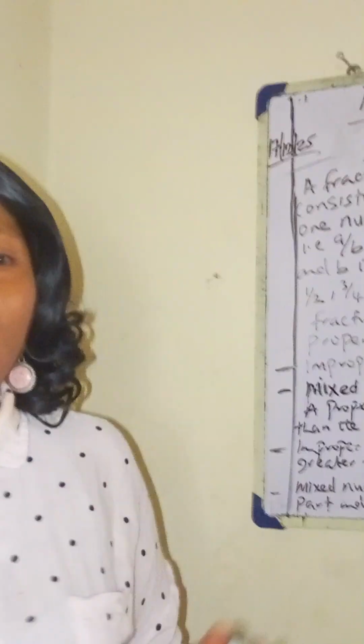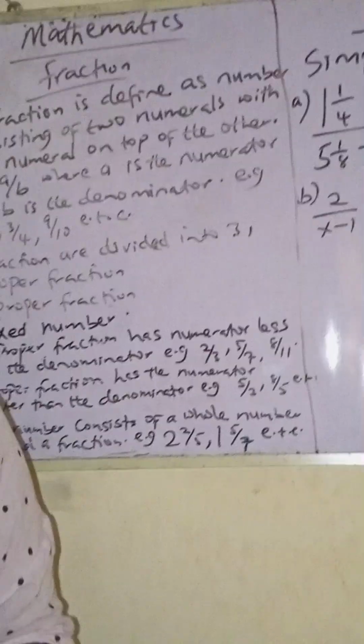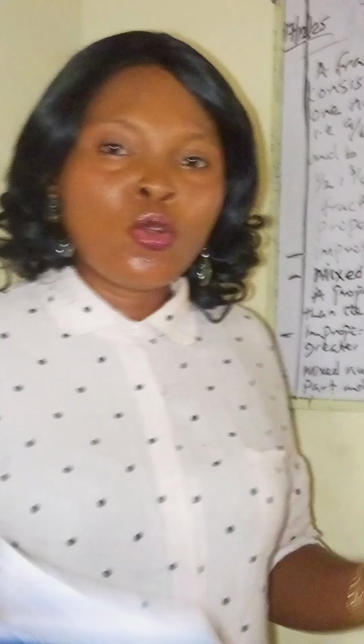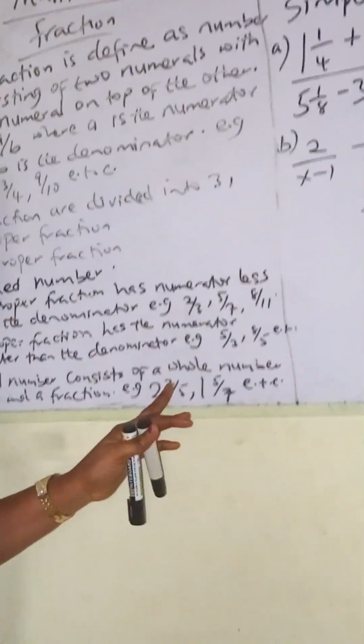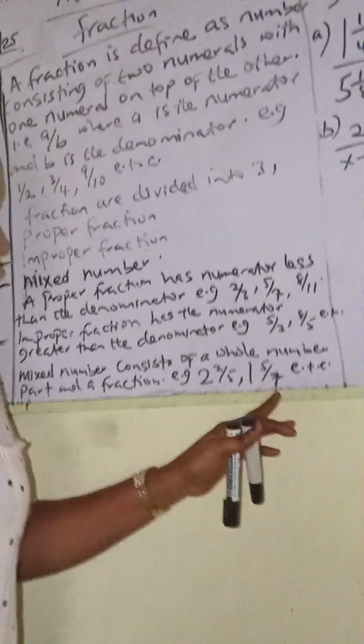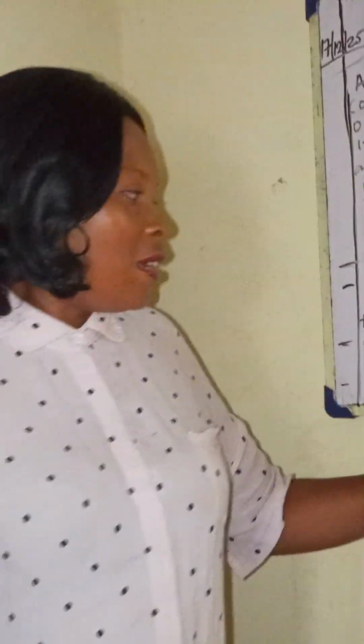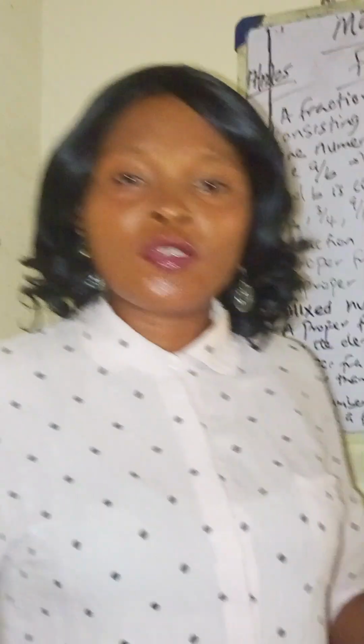Then we have another fraction known as the mixed number. A mixed number is a number that has a whole number part and a fractional part. The examples are 2 all over 2, 2 over 5, 1, 5 over 7. The whole number part is this part here. The 2 is the whole number part. Then the fractional part is 2 all over 5. So now we are going to take some examples on fractions.